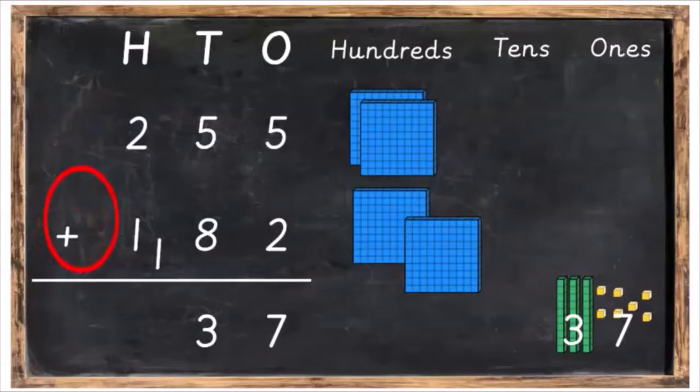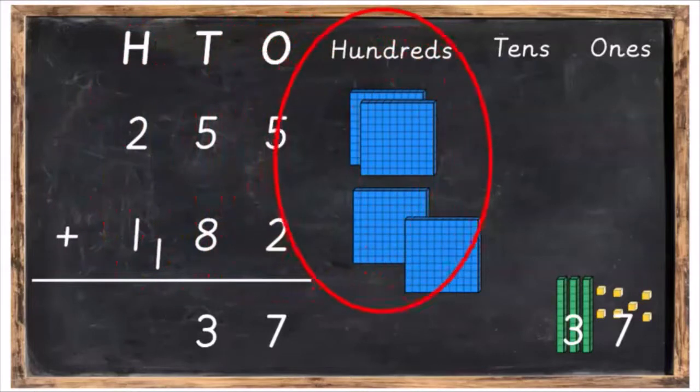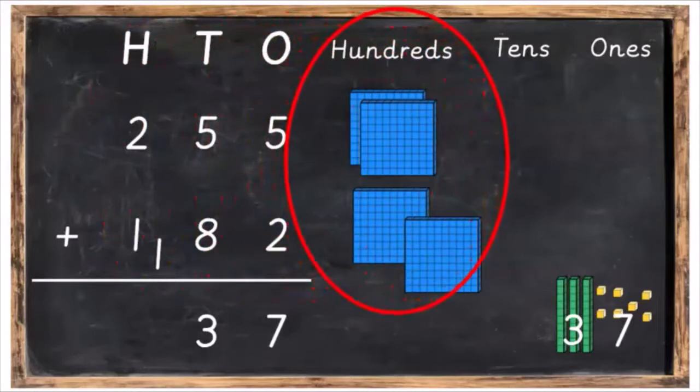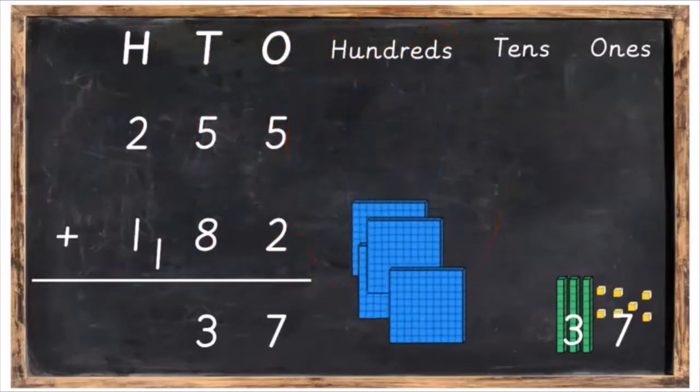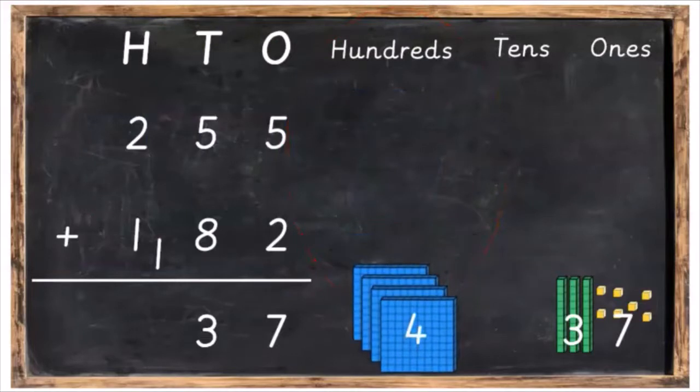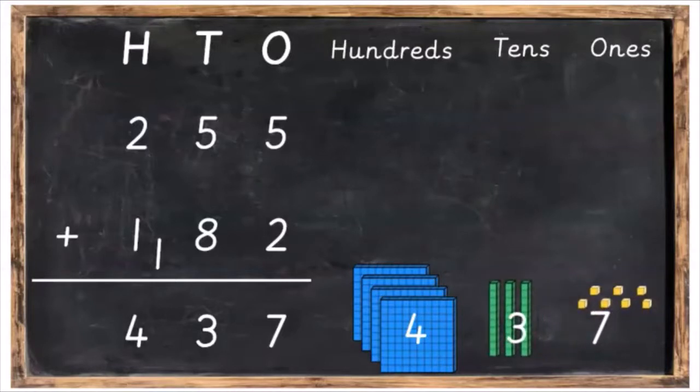Finally, we're going to add the hundreds. We're going to add 2 plus 1 plus 1. So we're going to add the 100 that we brought over plus the 300 that was already there, which all together is going to make 400. And we're going to write in our 400 underneath the H for the hundreds. So our final answer is 437.